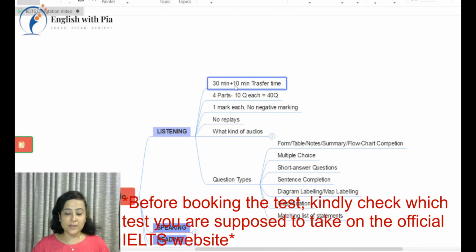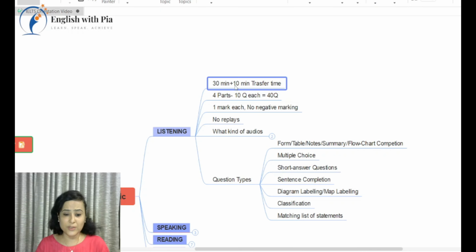Okay, so in listening, there will be a 30-minute audio that will be played, and you will get 10 minutes of transfer time. Now this audio will be divided into 4 parts, and each part contains 10 different questions, which makes the total number of questions in listening 40. There will be 1 mark for each question, and there is no negative marking. That means if you have missed a particular answer, you can still make a guess, and maybe your guess might be correct.